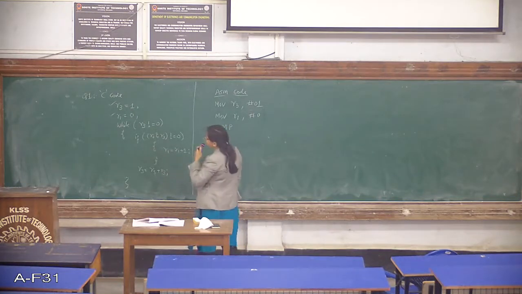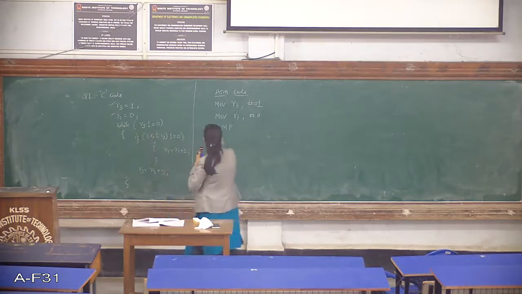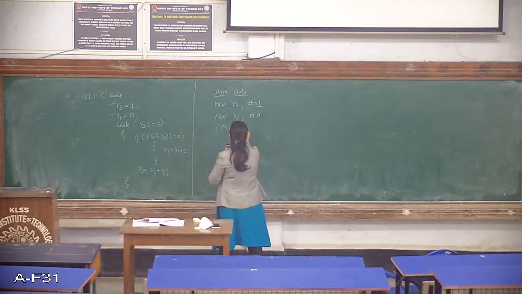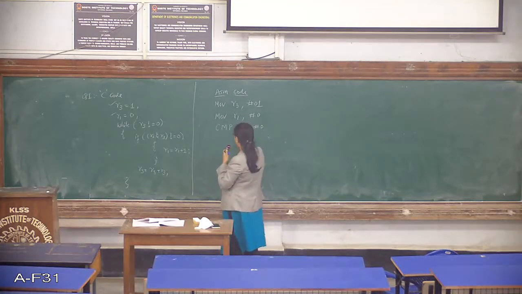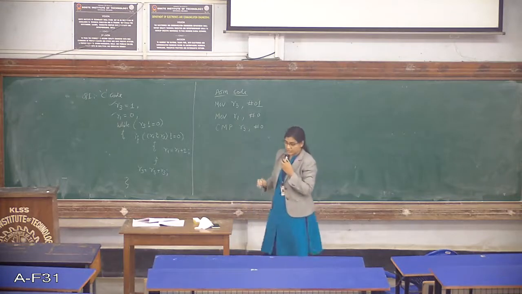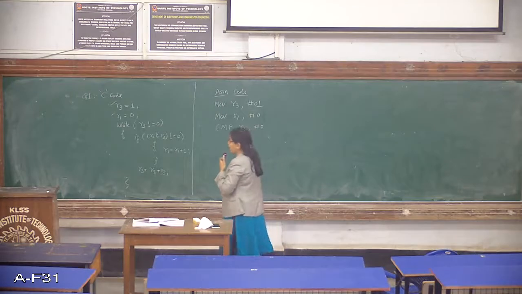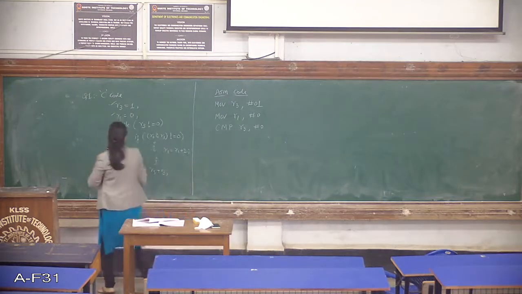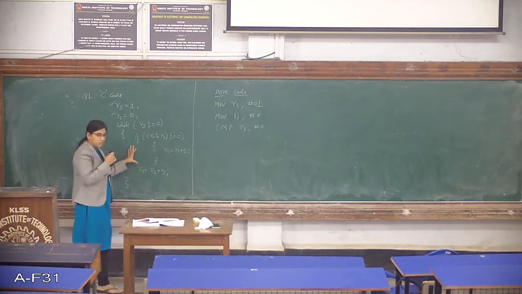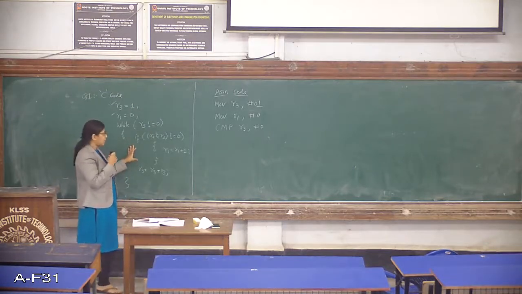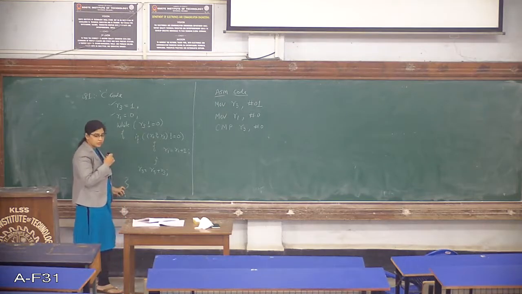So what are you comparing here? You are comparing R3 with 0. How will I write this? CMP R3, #0. Now R3 will be compared with 0. Now what is the condition? When will the while statements get executed? Only if this condition is true do the while statements get executed. But if the condition is false, it just comes out of the while loop.